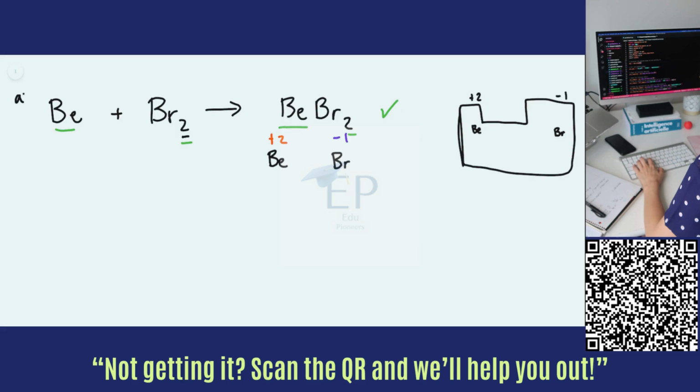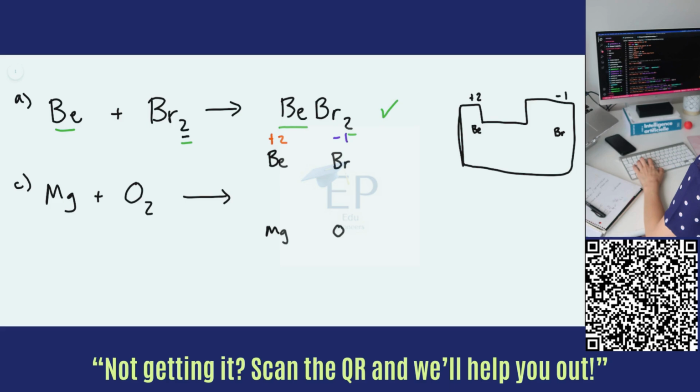Okay. So now what I'm going to do is jump down and work reaction C for you, because it is also a synthesis reaction where we're taking the elements and combining them together. So here we have magnesium, this time being combined with oxygen. So same thing, we'll write down 1 of each element, magnesium and oxygen, then we'll try to locate their charges.